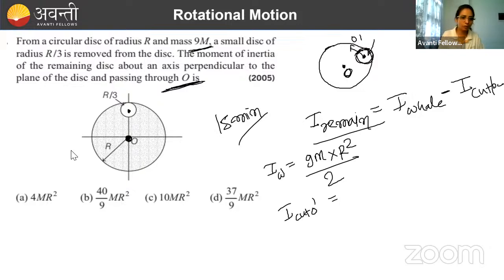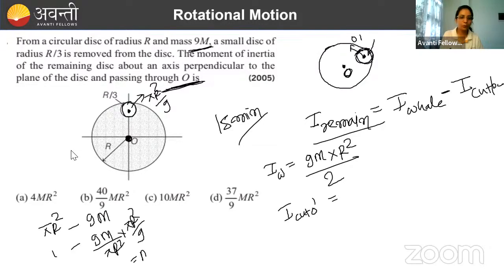So the whole disk has an area of how much? The whole disk has an area of pi r square, and its mass is how much? 9m. The cut portion has a radius, area of how much? Pi r square by 9. So it will have a mass of how much? Just calculate the mass now. So its mass will be equal to how much? It will be equal to m.